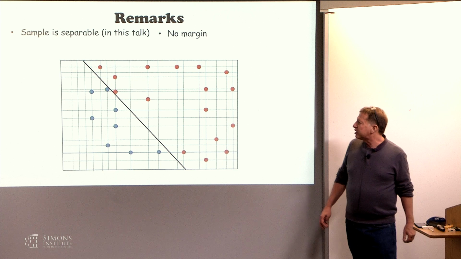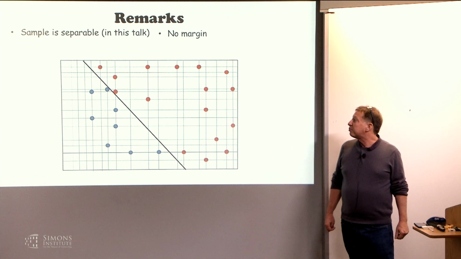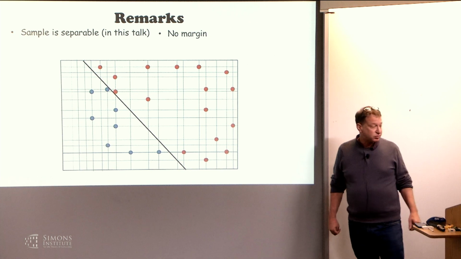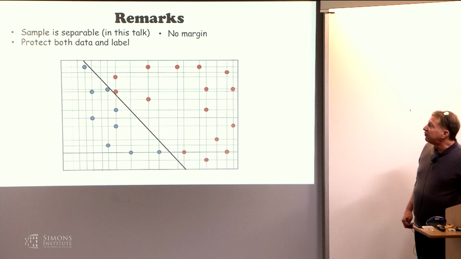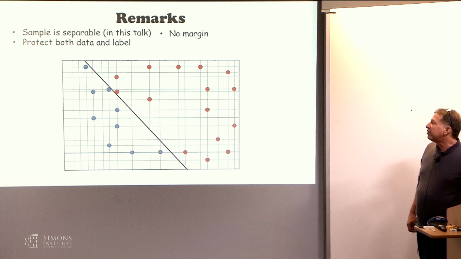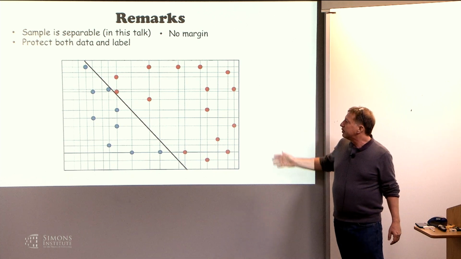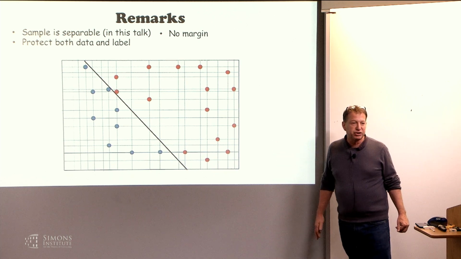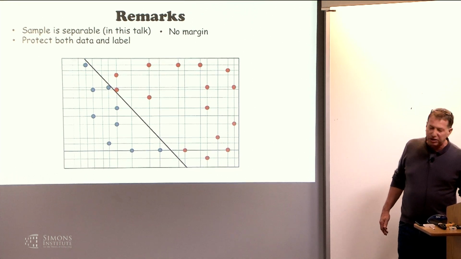Unlike the previous talk, we assume there's no margin. The points can be as close as possible to the hyperplane. We protect both the data and the label, so if a point moves in the grid, with or without changing its label, we still have to have the output distribution be similar.